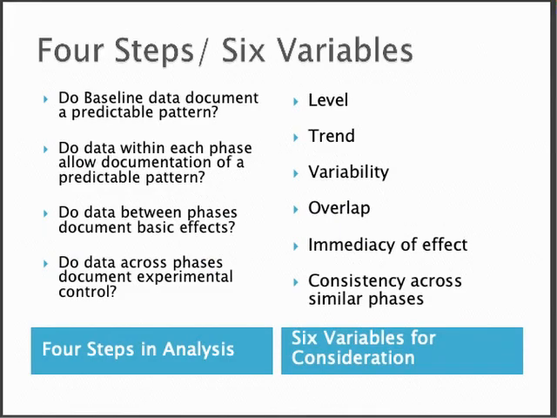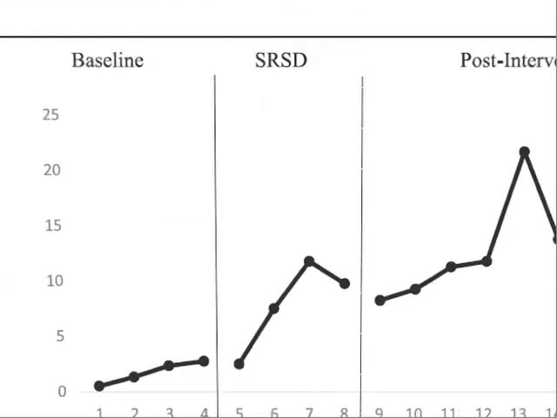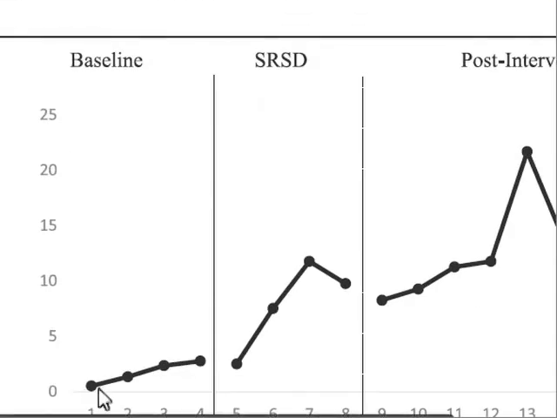So the 4 steps. Do baseline data, document a predictable pattern. And I want to bring up that study that I used, where if I were to hypothesize where my next data point would be, I would surmise it would be around here, maybe a little bit higher, because we have an increasing trend. We wouldn't want to start the intervention if this trend is continuing to increase. We only really want to do it if this is plateaued or if it's decreased.